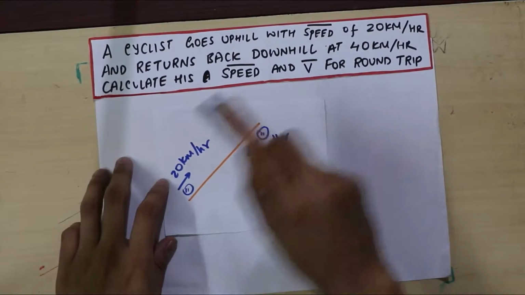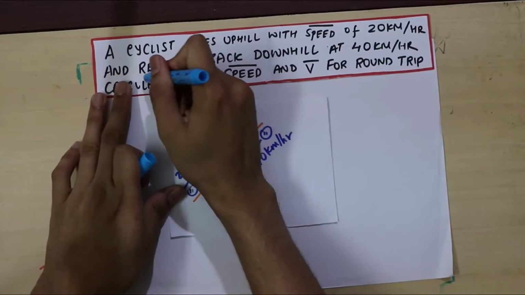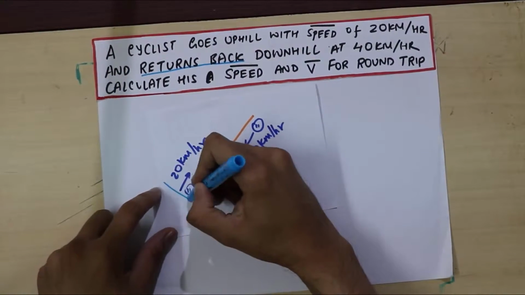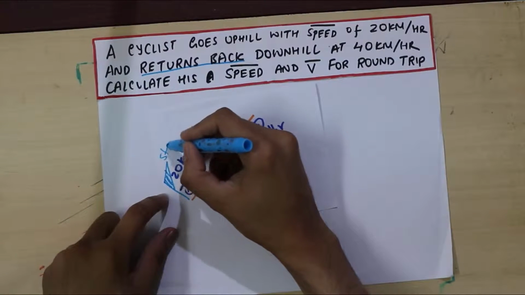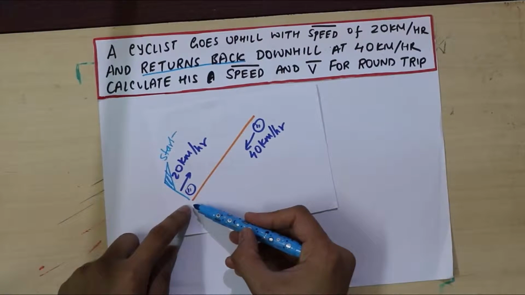Let me do the velocity first because that's the easiest one. Can you see why it is the easiest one? Because it's given that it returns back. That means if this was his starting point, so if this is the starting location, well then Bob reaches back to this particular point.